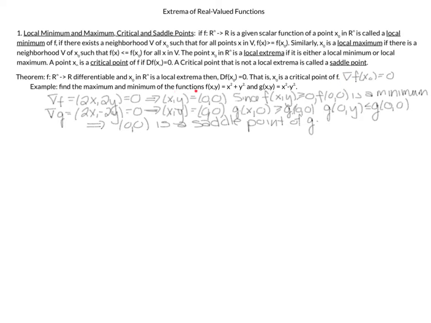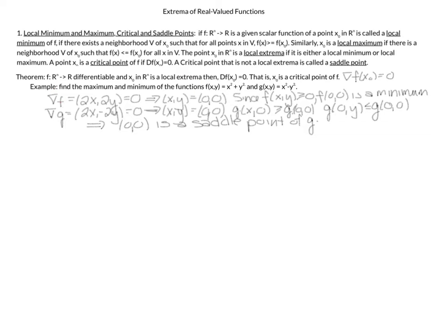We'll find the max and min of 2 functions. F of x, y is equal to x squared plus y squared. That's one problem. And the second problem is to find the max and min of g of x, y is equal to x squared minus y squared. So we'll start with the function f.